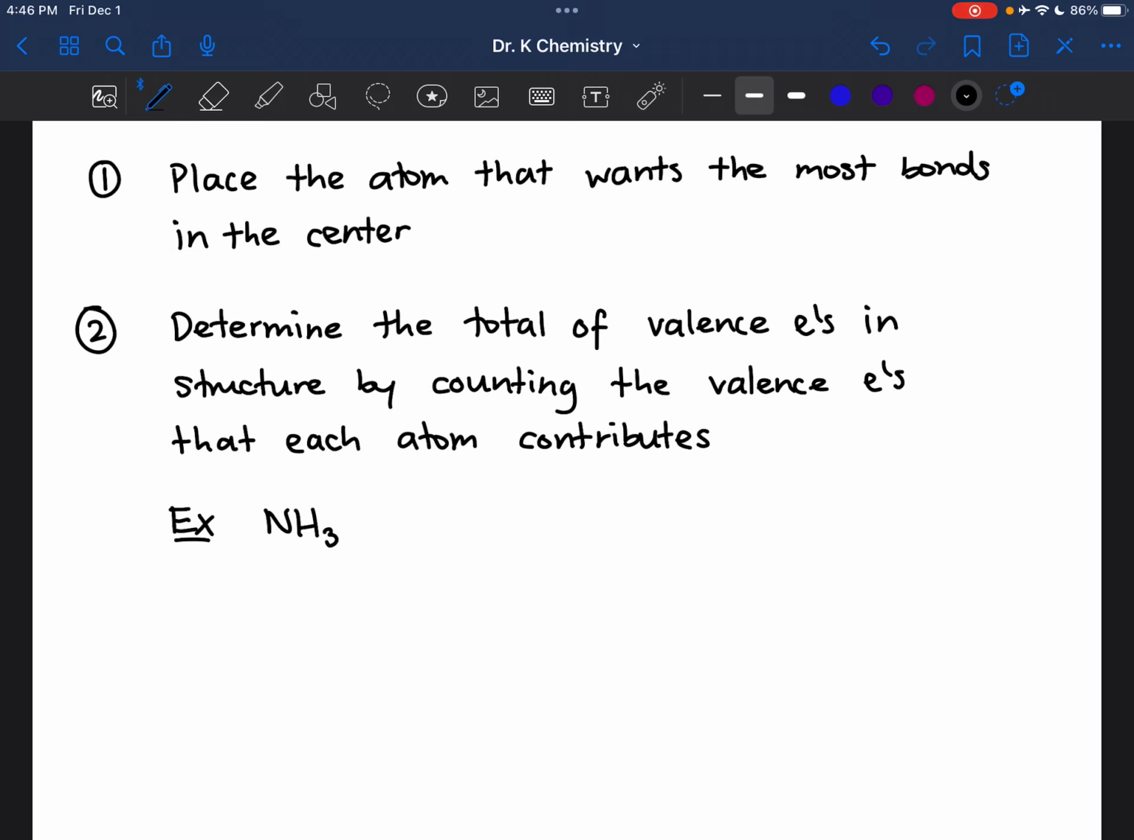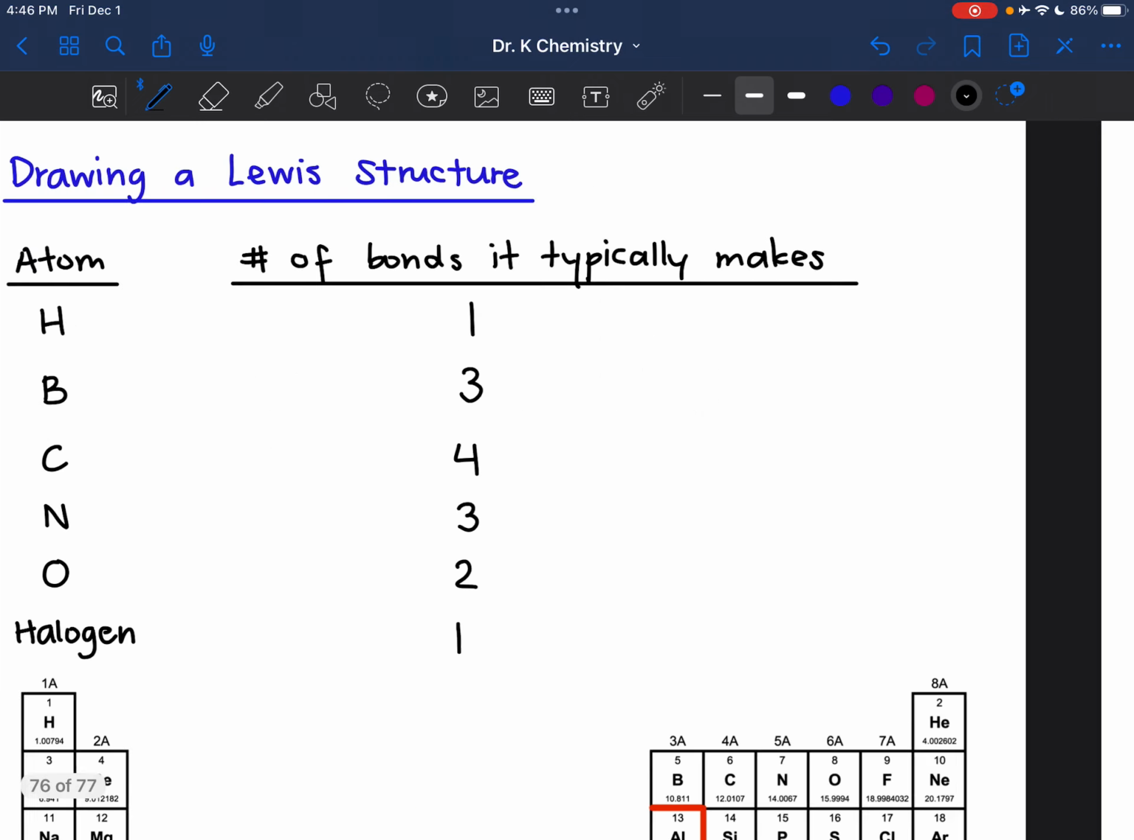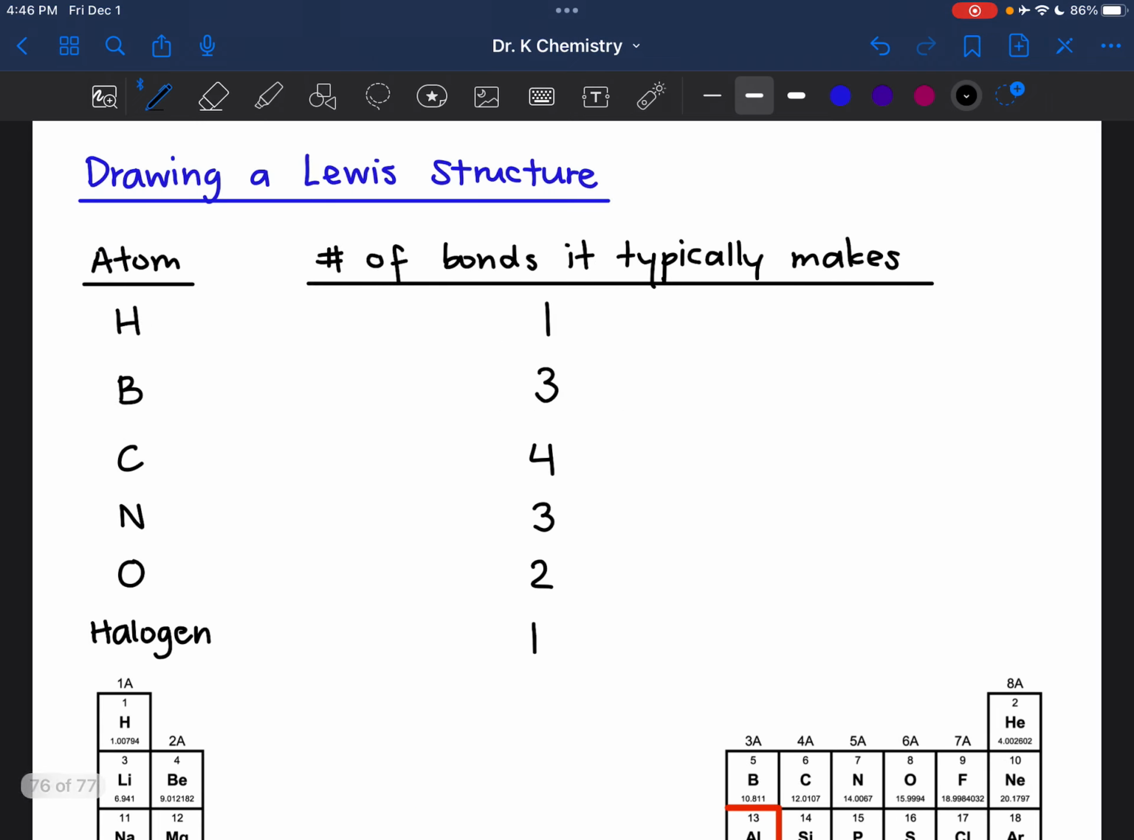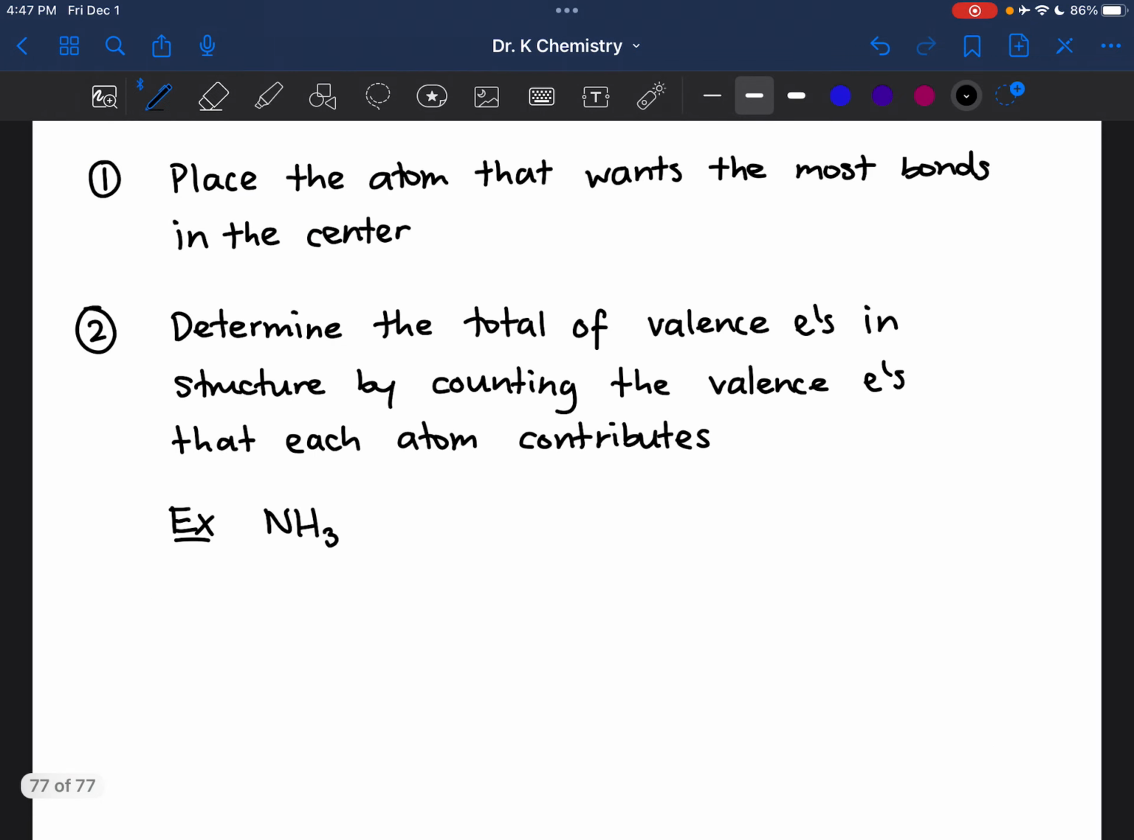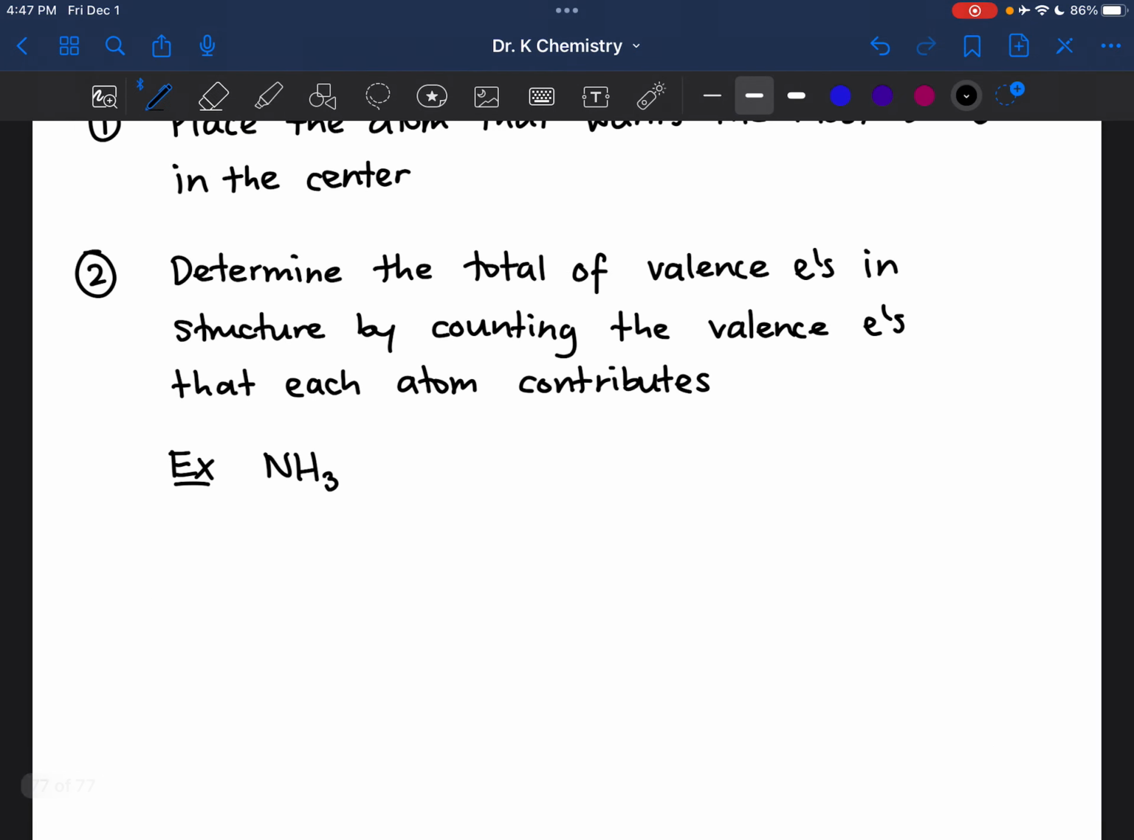So the first thing I'm going to do is figure out which atom is central. Keep in mind that nitrogen wants to make 3 bonds, whereas hydrogen only wants 1. So hydrogen and halogens are typically not going to be in the center of the molecule. In fact, hydrogen will never be the central atom. It is impossible. So I'm going to put nitrogen in the middle, and then I'll draw hydrogens around it.